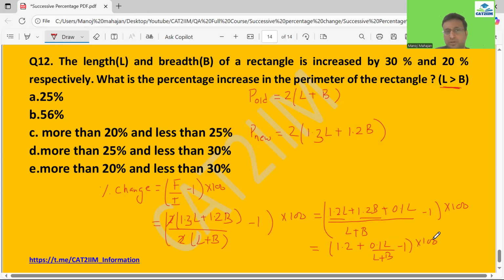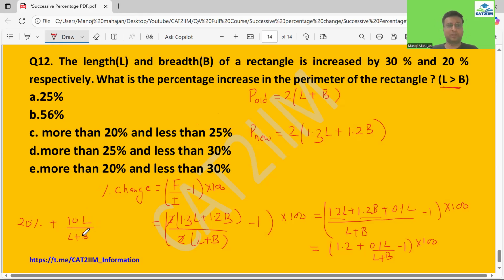One thing is very sure, if I put the calculation, 0.2 into 100 would be what? Let me put it over here, 20%. And what you have over here is 0.1 into 100. If I multiply, that would be 10. And 10L upon L plus B. So this also will convert into percentage.